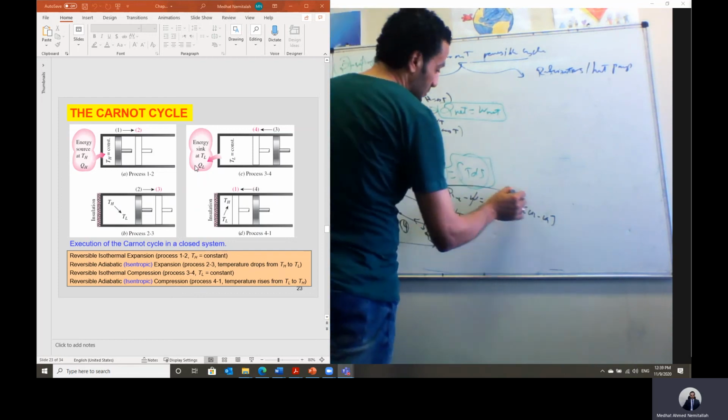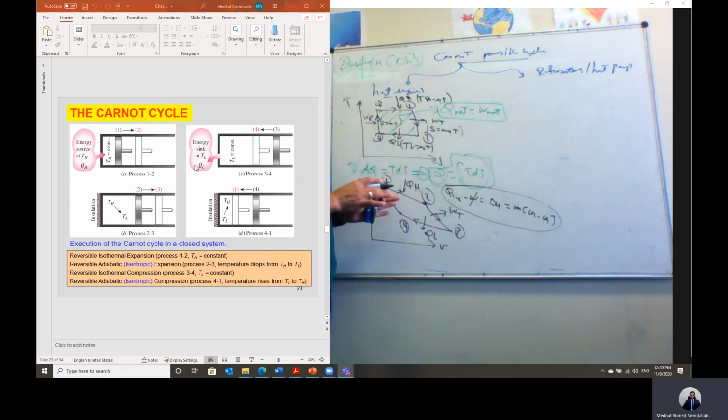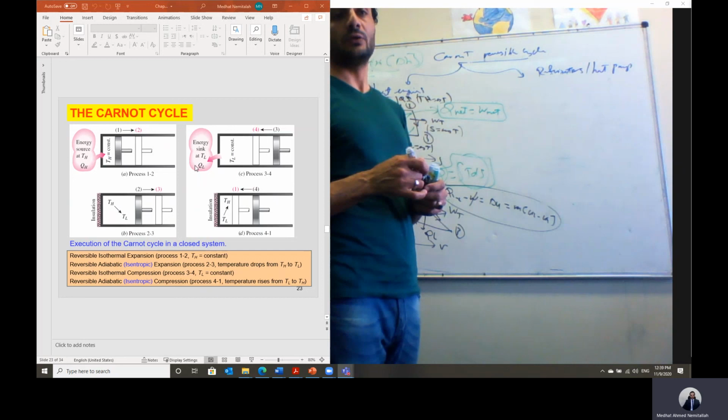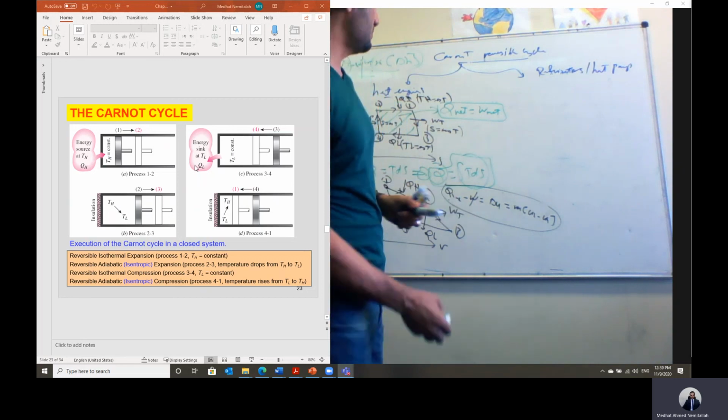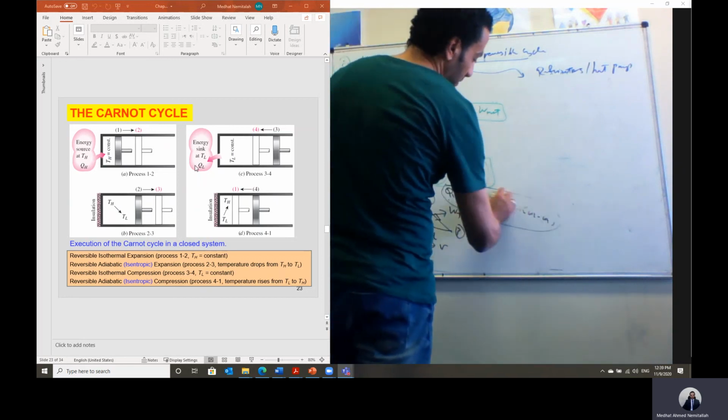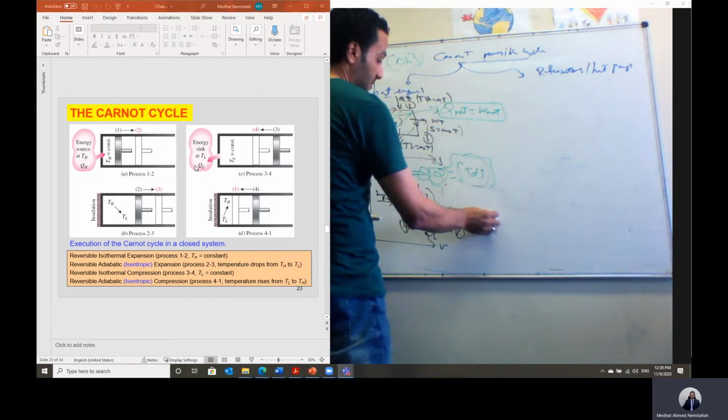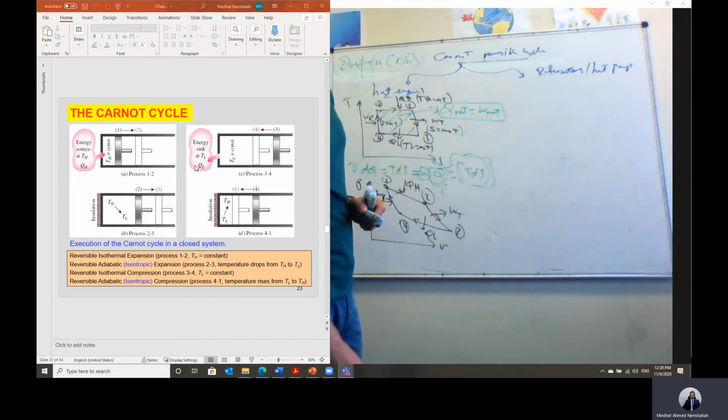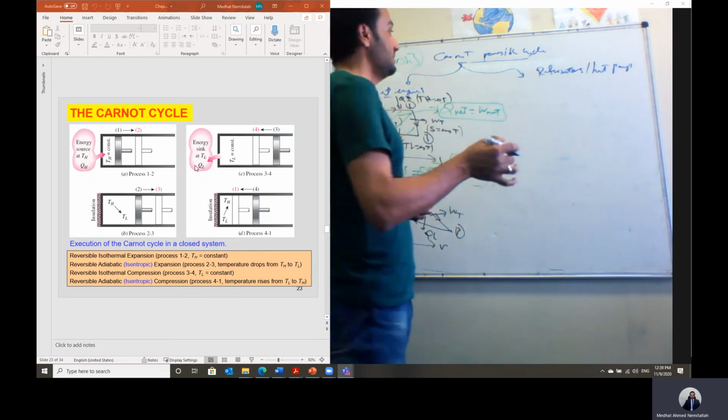So instead of saying Q dot will equal to M dot delta H, like the case of boiler, it will be Q minus work equal to delta U. Okay. I will solve some examples with you, inshallah, and I will show you how we can apply this Carnot cycle to a closed or open system devices. But this is the representation for the heat engine.